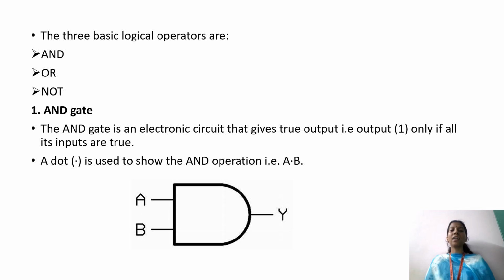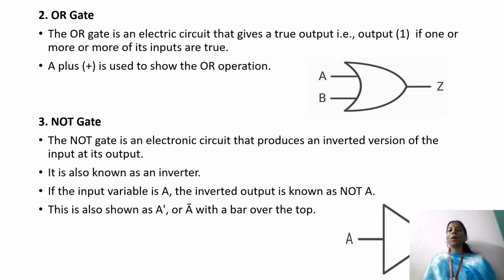First is the AND gate. AND gate, it gives the true output if the output is 1, when all the inputs are true. And the dot is used for representing the AND operation, and this is the symbol of AND gate. Next is the OR gate. The output is 1 if one or more inputs are true, and the plus sign is used to show the OR operation, and this is the symbol of the OR gate.